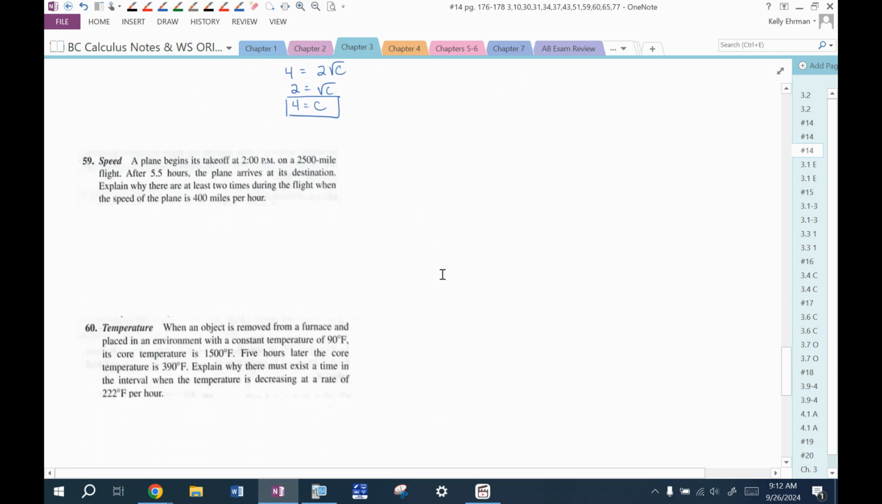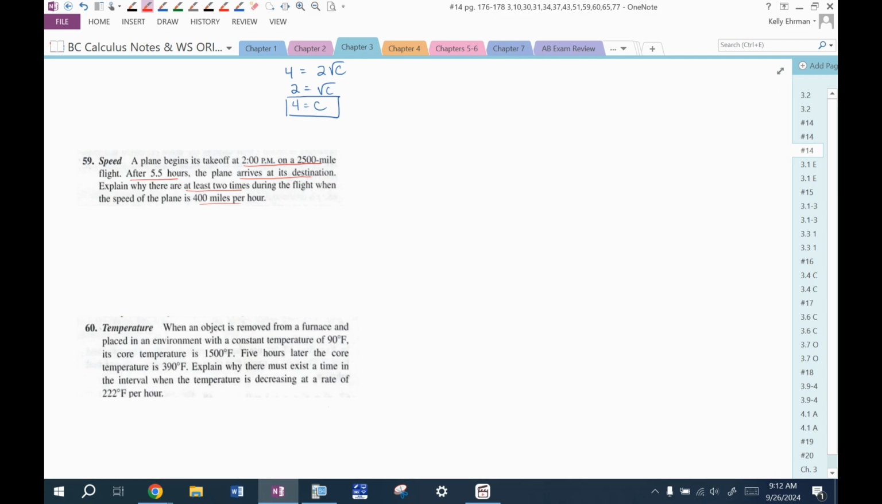Okay, number 59. A plane takes off at 2 p.m. on a 2,500 mile flight. After 5.5 hours, the plane arrives at its destination. Explain why there are at least 2 times during the flight when the speed of the plane is 400 miles per hour. This is kind of like the speeding ticket problem in our notes.